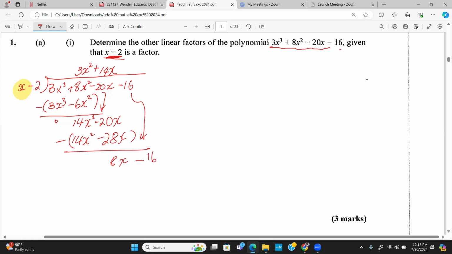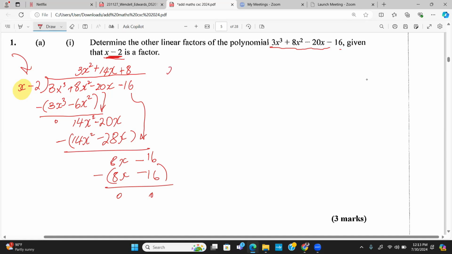Finally, x into 8x is going to give me positive 8. Then I multiply x times 8, which is going to give me 8x. And the 8 here times the negative 2, that's going to give me negative 16. We're at the end. I'm going to subtract. 8x minus 8x, that's a 0. Negative 16 minus negative 16 becomes positive 16, which in the end will give us 0. So you could see that x minus 2 is really a factor because when we divided throughout, we got a remainder of 0. But here's the thing.